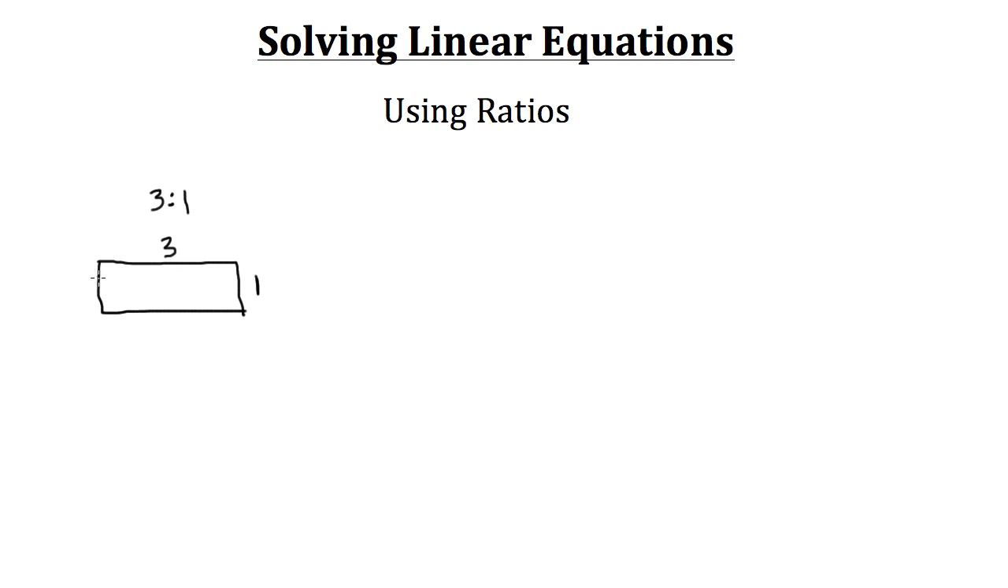So a way to show this as an algebraic expression could be to say 3x and 1x. Because no matter what x is, you still have this 3 to 1 proportionality. x could be 2, and you have 6 to 2. Or x could be 3, and you have 9 to 3. Either way, you still have this 3 to 1 ratio for the sides.